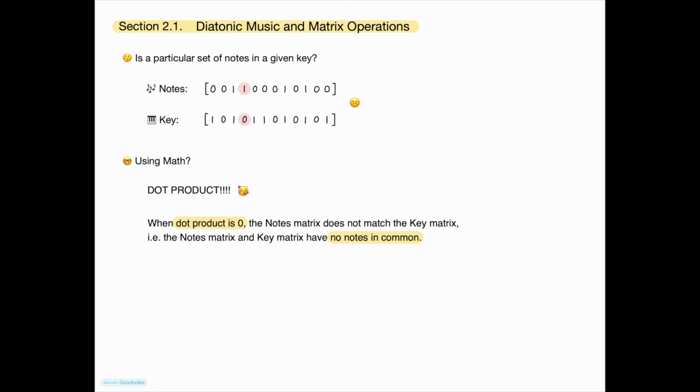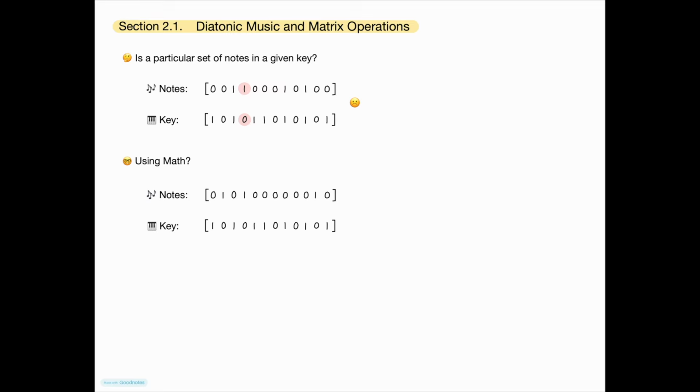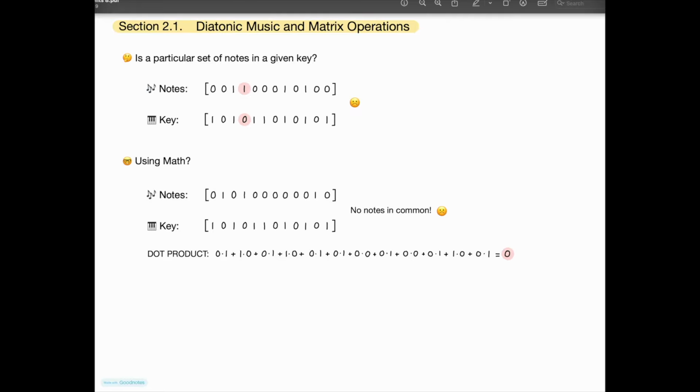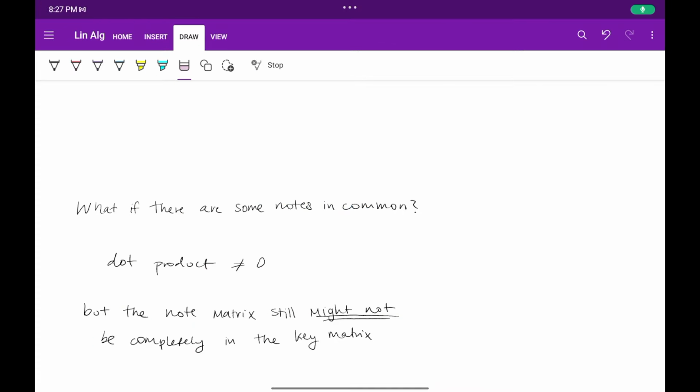Let's try an example. The dot product of this notes matrix and key matrix is 0, which means that they have no notes in common. So this set of notes is not in the key. But what if there are some notes in common? The dot product would be non-zero, but the note matrix still may not be completely in the key matrix.